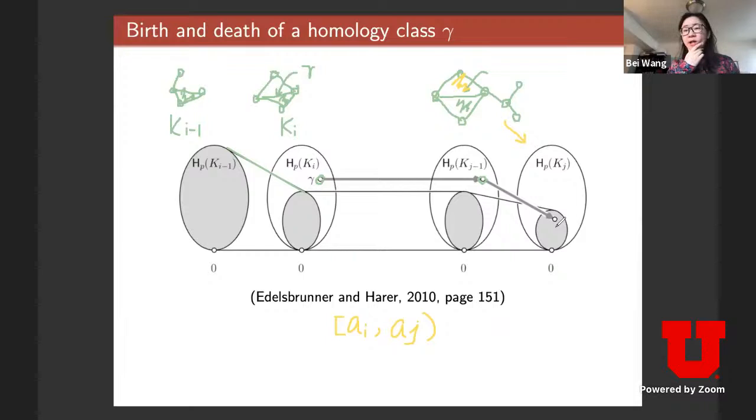But for computational purposes, all you actually need to care about is this column reduction to get those barcodes, right? Everything I'm describing is sort of the mathematical formulation of it, okay?